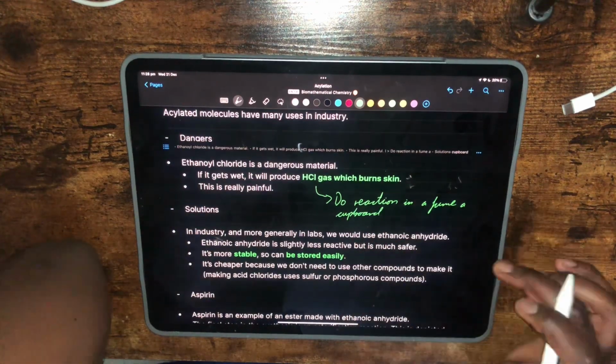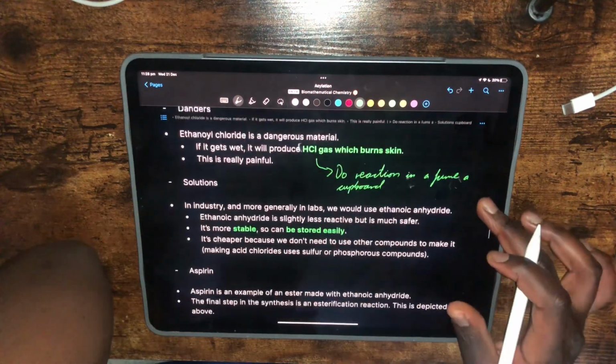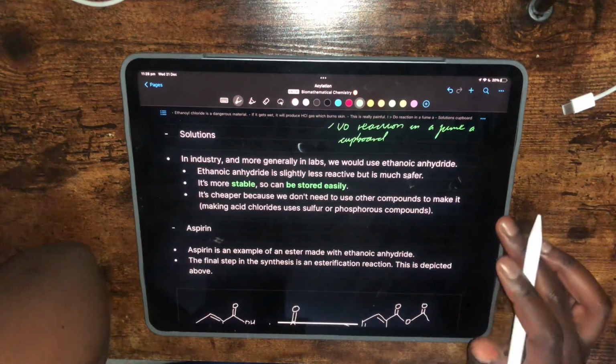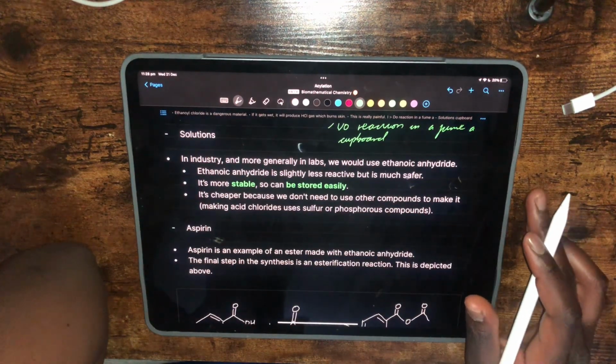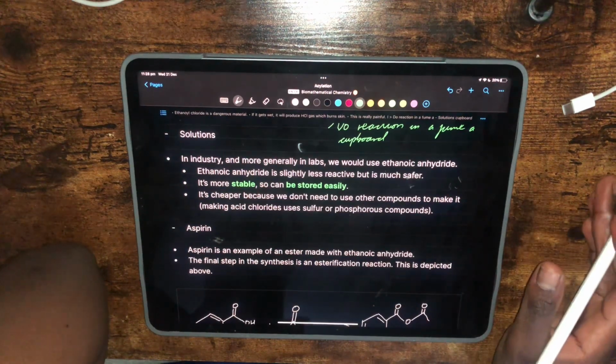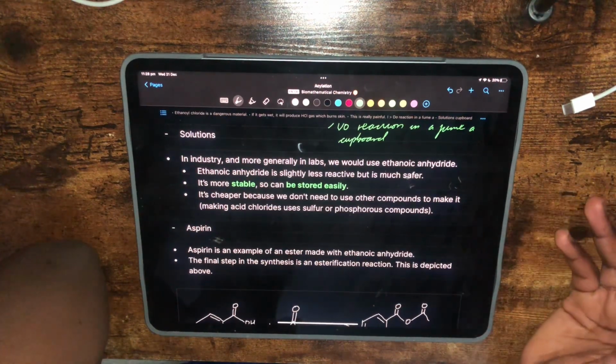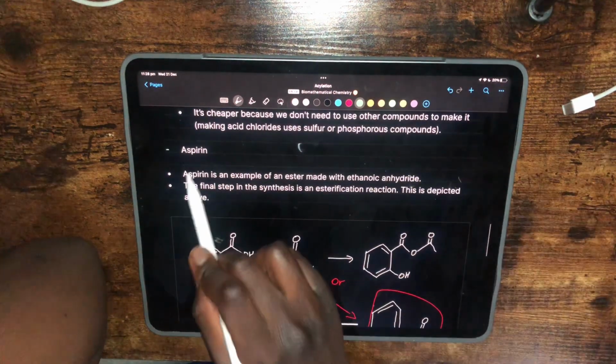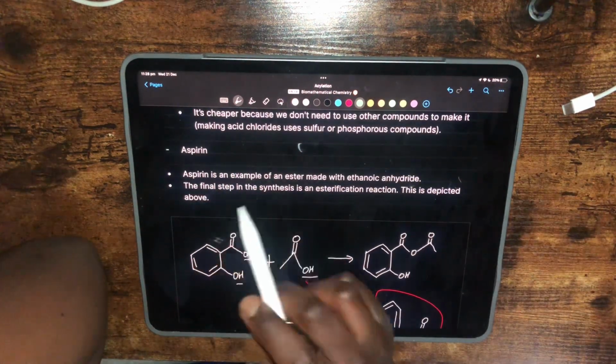Generally, when you're doing this reaction, at least in school, I don't think you've done this in school, but you'd use ethanoic anhydride because it's just much safer, easy to store, and you're still getting what you need. So this is definitely a reaction that you do. It's one of your required practicals, making aspirin.